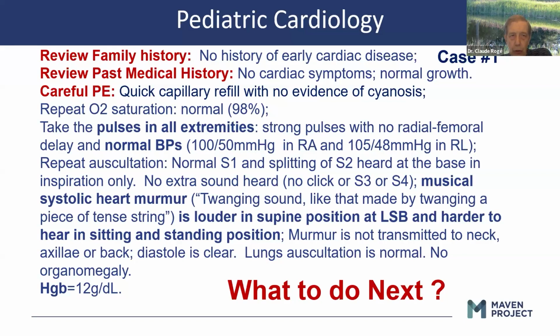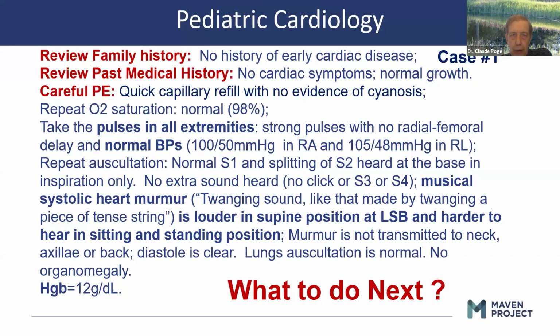Then, very important, you take the pulse in all extremities. Usually you start by taking the pulse in both arms, and if they are equal, then you can choose either arm and one leg at the same time, and you make sure there is no radiofemoral delay. Then, of course, you take the blood pressure. Ideally, you take it in one arm and one leg. You see that's a normal pattern, where the systolic is a little higher in the legs than in the arm, and the diastolic a little lower.